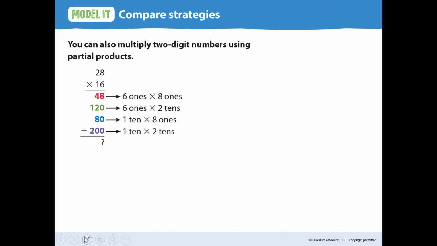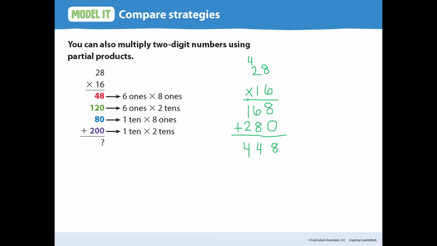Now, one other method that you could have used is just regular old multiplication, where you're still basically doing the partial products, but a lot of it gets done in your head. So that would look like this.